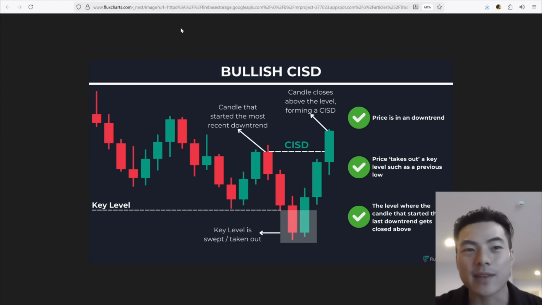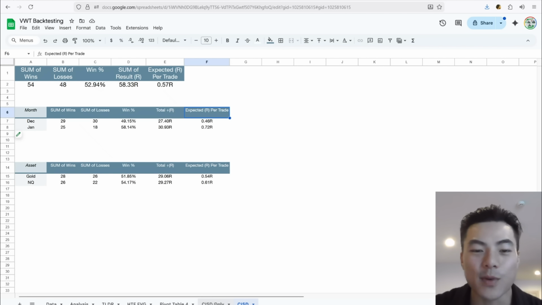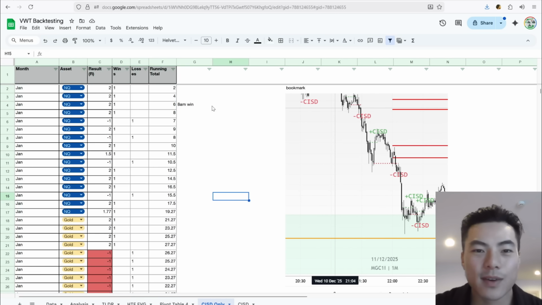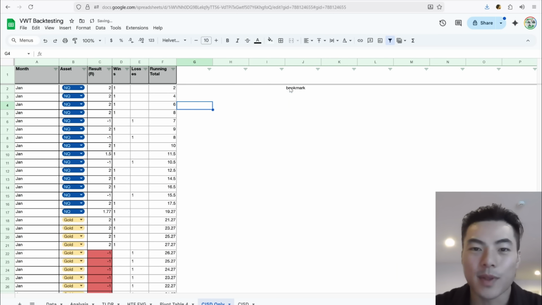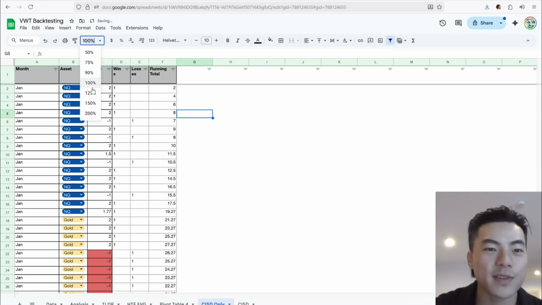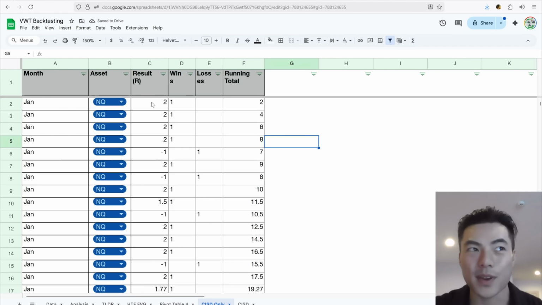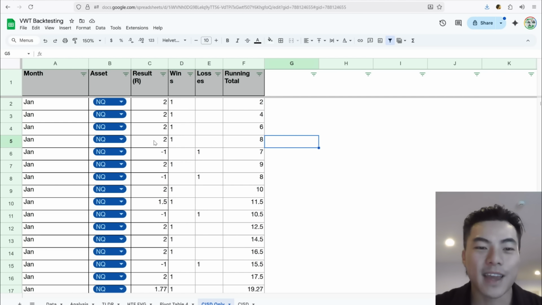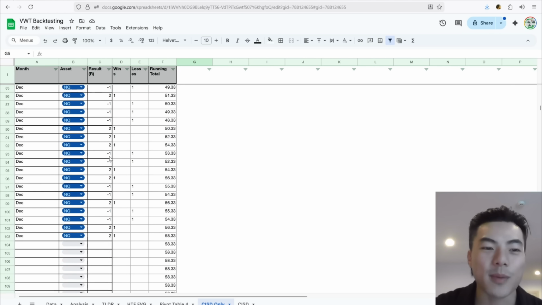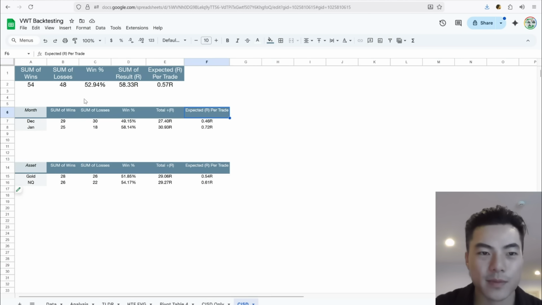I recently backtested this over the weekend. I did 100 trades over January, the current January, and December last year, on both gold and NQ. It was about 100 trades all up, and here are the results.